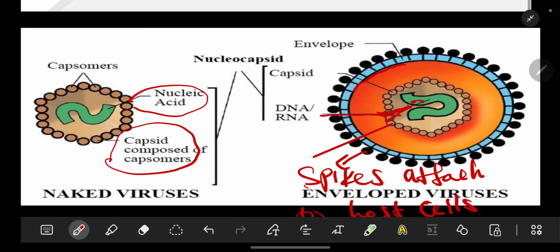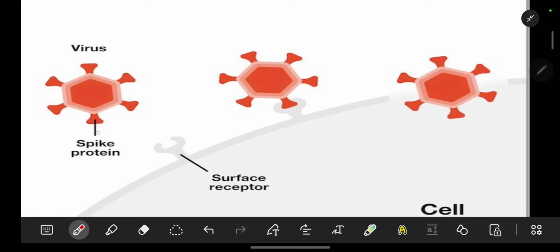So a virus will not be able to replicate on its own. Now we are going to look at some characteristics of viruses. As you can see here, we have the spike. It will attach at this point like that. So that is why we say that is the function of the spike. Its main function is for attachment to host cells.